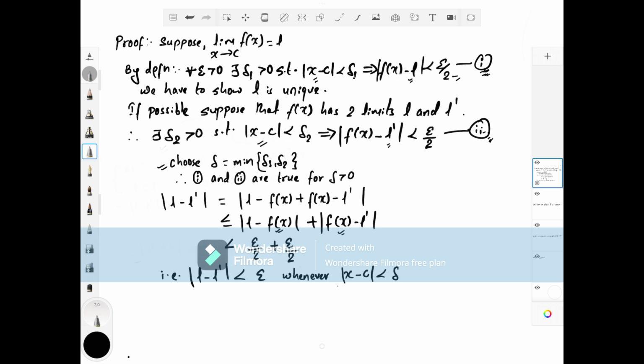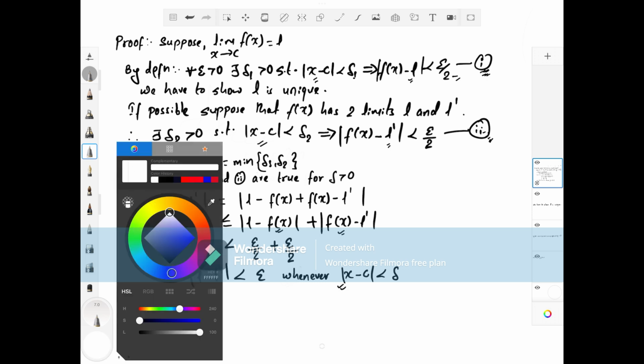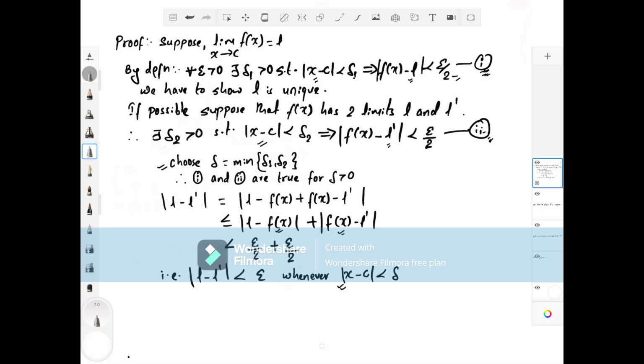Now let's write this as whenever modulus x minus c is less than delta, because we have replaced delta 1 and delta 2 by delta here. Whenever modulus x minus c is less than delta, that means whenever x is approaching c, our two limits L and L prime, the difference between them is less than epsilon, which means L is approaching L prime. Therefore, L equals L prime. And our theorem is proved.